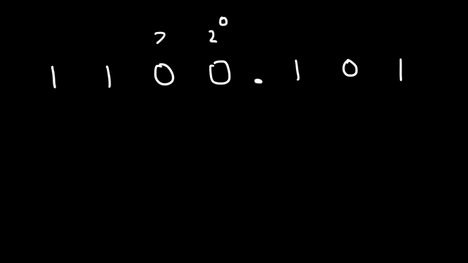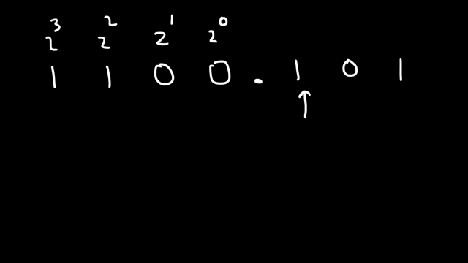Now what if you're given a fractional binary number? How can you convert that into a decimal number? For instance, let's say you have the number 1, 1, 0, 0 with a decimal point and then 1, 0, 1. How can we convert that into a decimal number? So the first number to the left of the decimal point is 2 to the 0 as always, and then 2 to the first, 2 squared, and the last one is associated with 2 to the third.